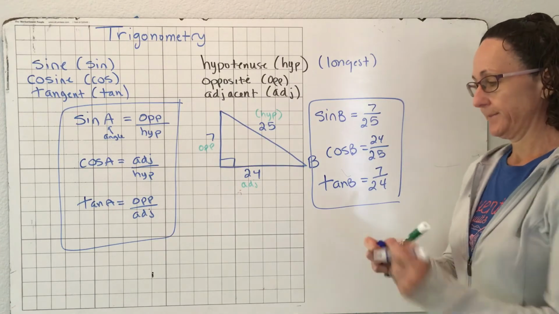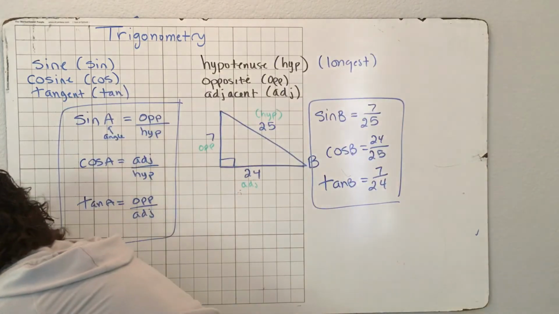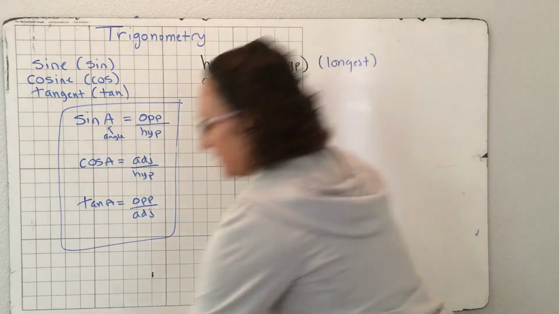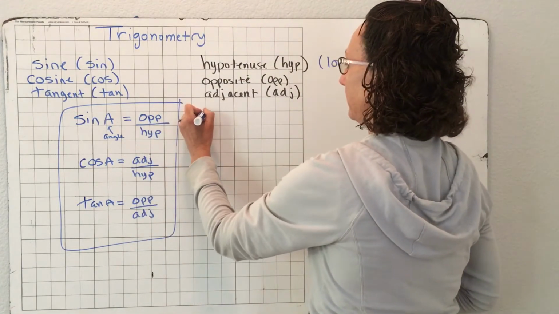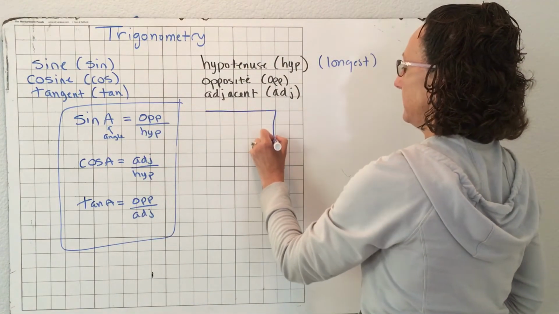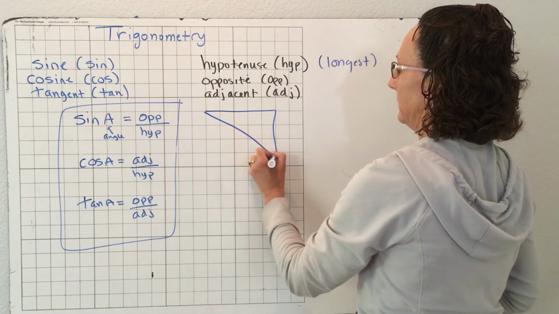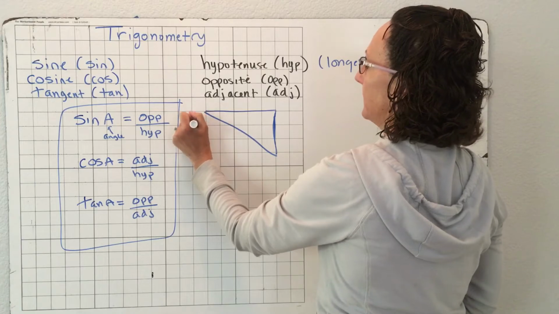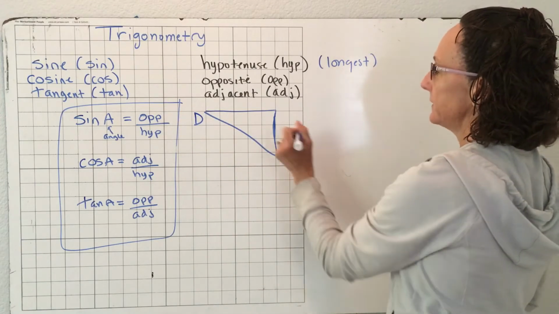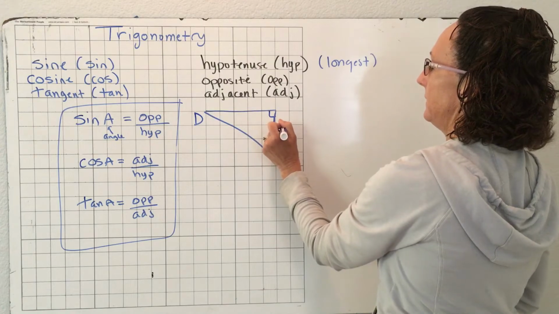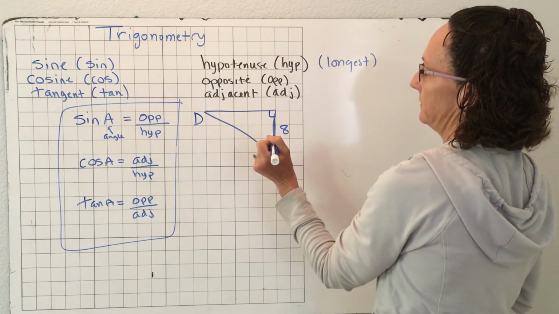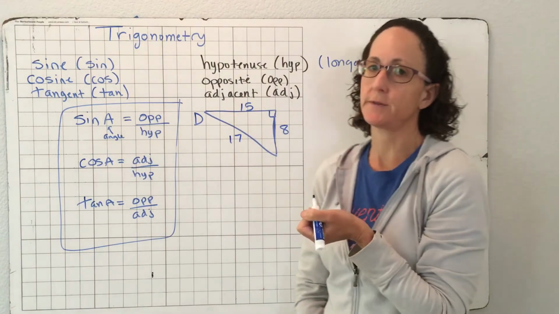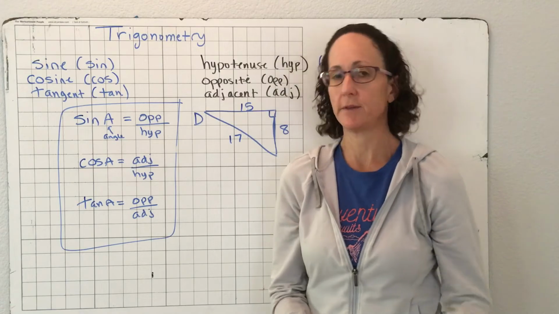All right, let's practice one more problem. So we have a triangle. Let's draw it this way, and let's call this D, and let's label the sides 8, 15, 17. I'm just going to use triplets for this. I'm only going to use triplets in your homework also.